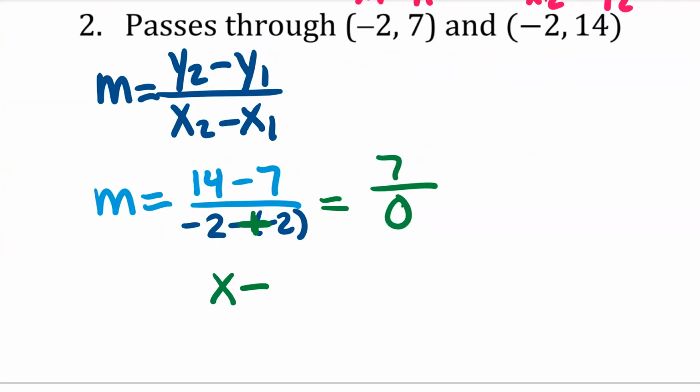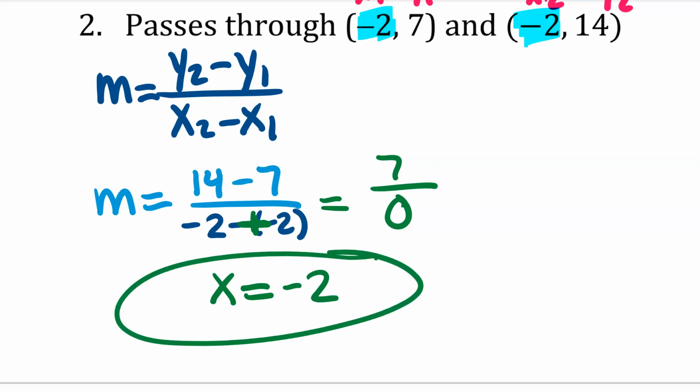So x equals, now if I look at my points, these are the x's, and see how they match? So x equals -2 is going to be my equation. Now you don't have to go through all this slope stuff. If you look at the points right off the bat and you go, oh yeah, look, matching in the x's, that's always going to give you an x equals line. And we'll work on that throughout the video too.